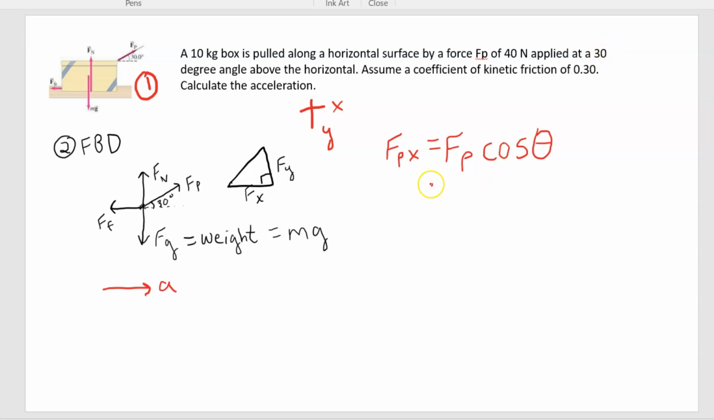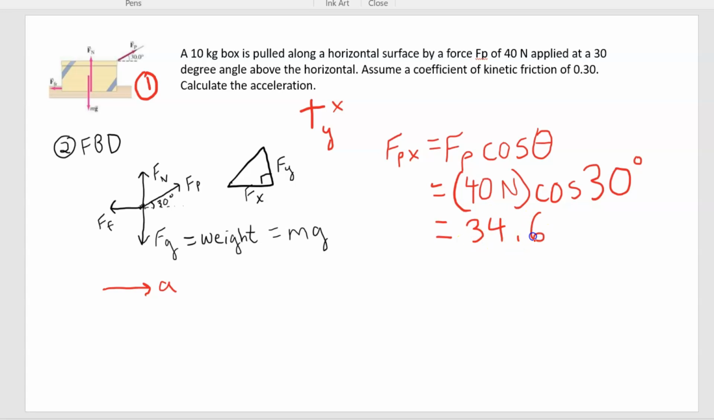So let's start with this one. We can plug in numbers. The magnitude of this applied force Fp is 40 newtons, so we can fill in 40 newtons right here, times cosine of theta. What is our theta? 30 degrees, a 30-degree angle. So times cosine 30 degrees. If you plug all of this into your calculator, you should get something along the lines of 34.6 newtons. And that is our x component of this applied force, which is applied at our 30-degree angle.